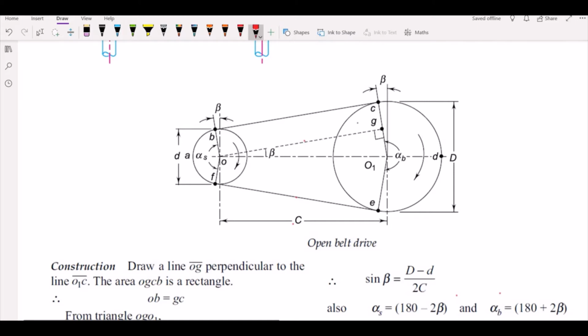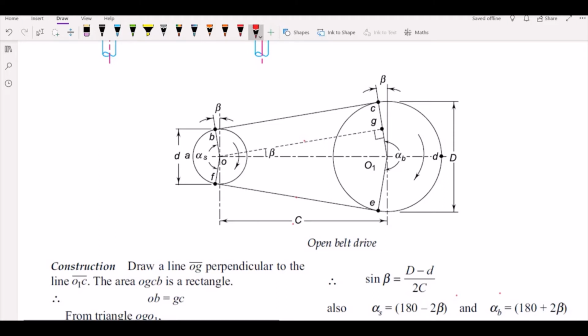Okay, OB is equal to GC. So from here, if I take the triangle OGO dash, I need to get a sine beta from here. I want to calculate the sine beta from here. So sine beta will be like O1G by OO.